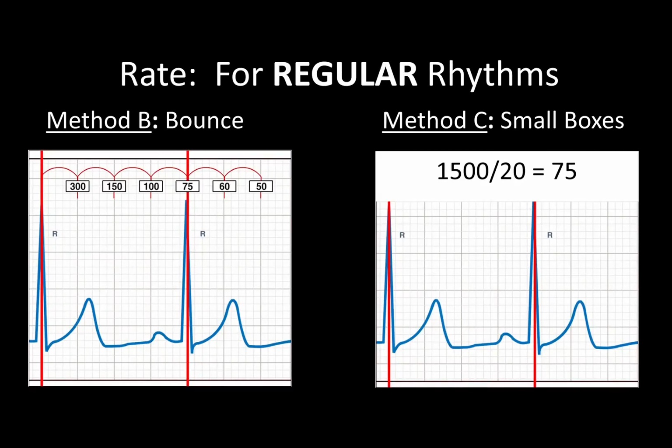All right, and so here's your other 2 methods. Now the first one was pretty broad. This method B is also fairly broad, and basically it just gets you in the ballpark. And yes, I realize that's several B's in a row. But the idea is this: if you memorize this sequence of 300, 150, 100, 75, 60, 50, 40, you can get a rough estimate of how fast a rhythm is going simply by bouncing along. And the idea is that you go with every large box or every 5 small squares.